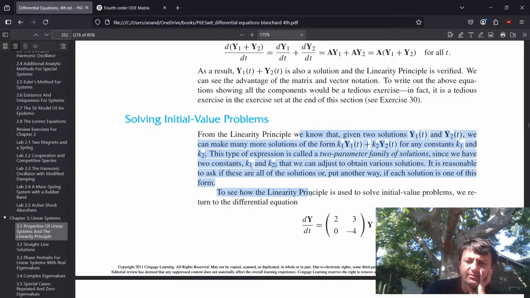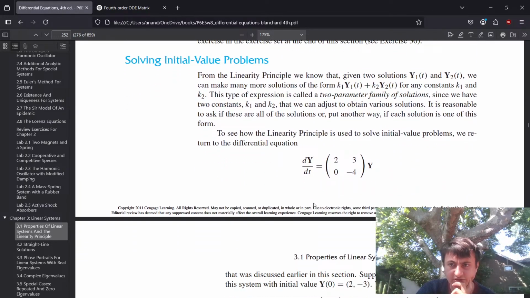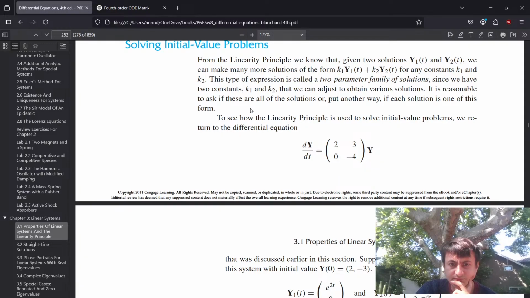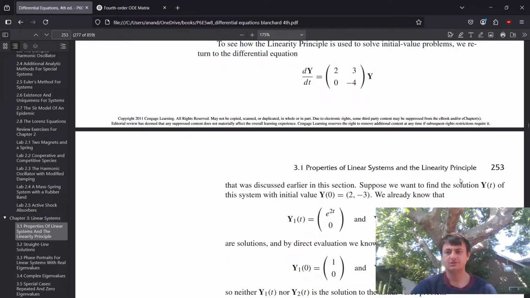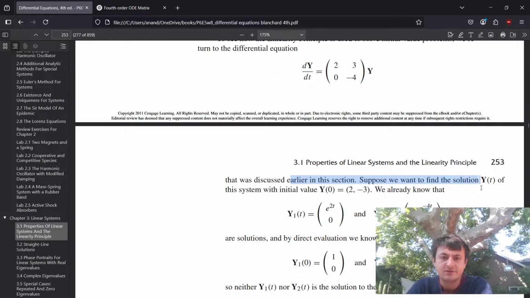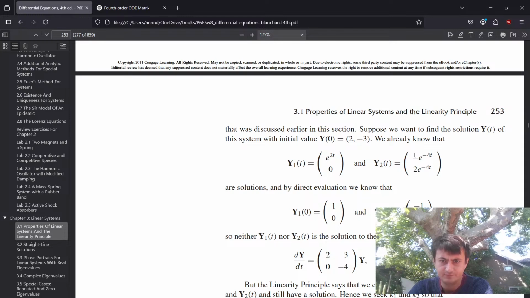Okay, so the linear combination is called the two-parameter family, since there are two parameters that you can adjust. To see how the linearity principle is used to solve initial value problems, we return to a differential equation discussed earlier. Suppose we want to find the solution y(t) with the initial value (2, -3). We already know that y1 and y2 are solutions.